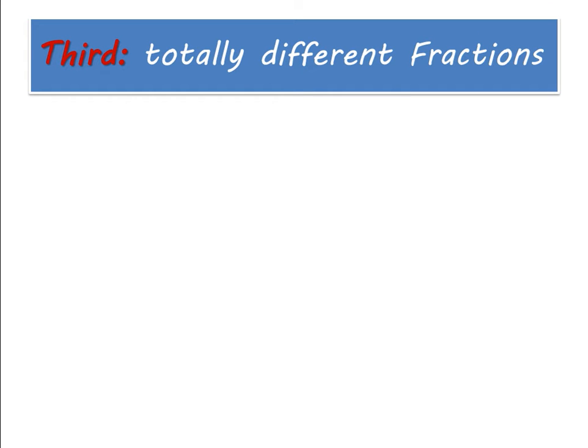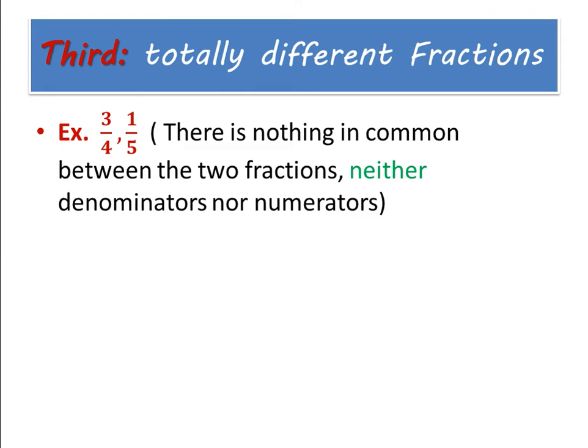The third case, if you have totally different fractions. For this example, if you have 3/4 and 1/5, do we have the same numerator? No. Do we have the same denominator here? Also no. So there is nothing in common between the 2 fractions, neither denominator nor numerator. So what should I do?